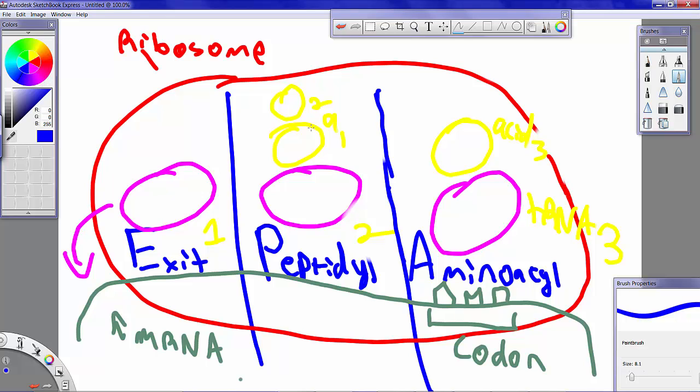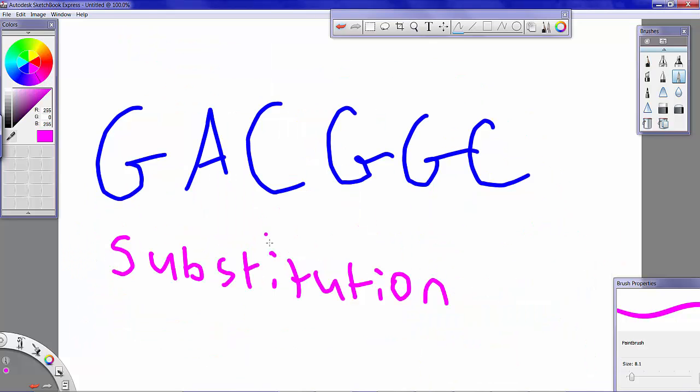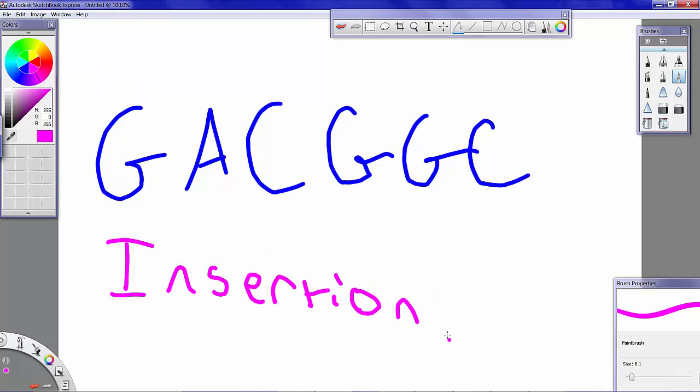During translation, it also stops when it reaches a stop codon, which is the same as before, TTGACA, but there are other stop codons. There are also 4 different types of mutations. The first is substitution. A substitution is when a single letter in a codon gets changed to a different one. The second is insertion. Insertion is when extra base pairs are added in.